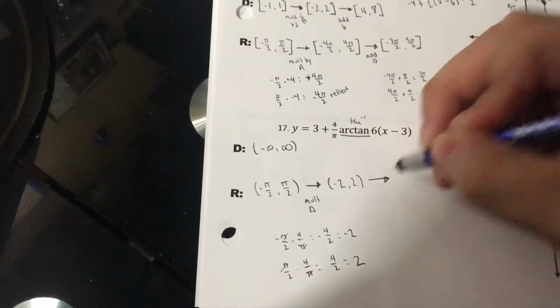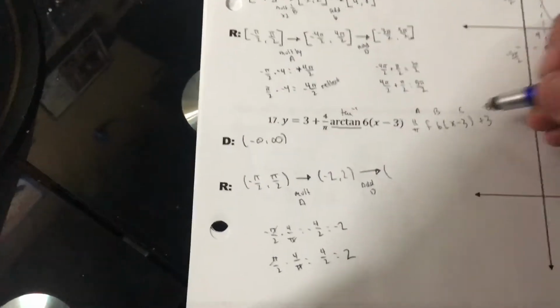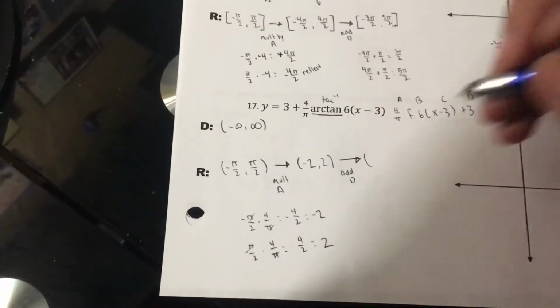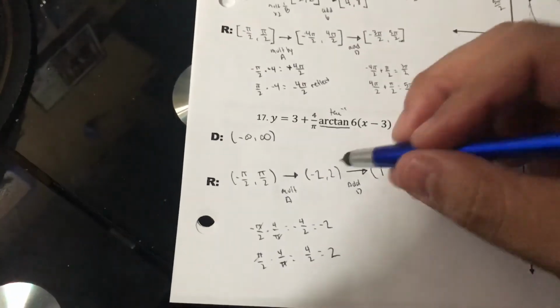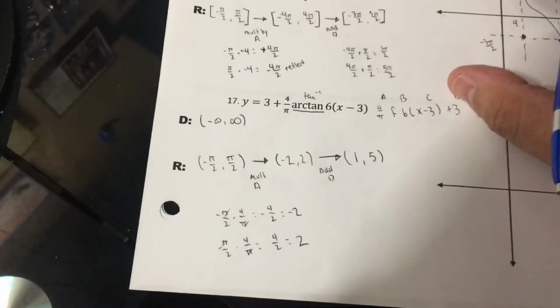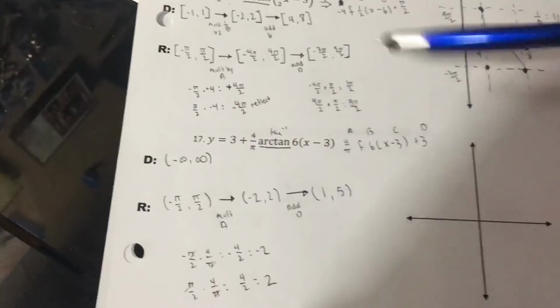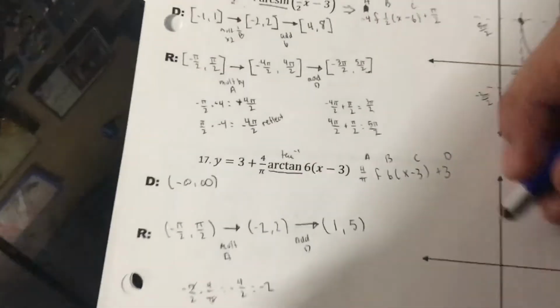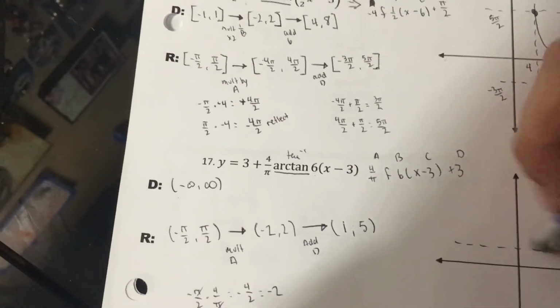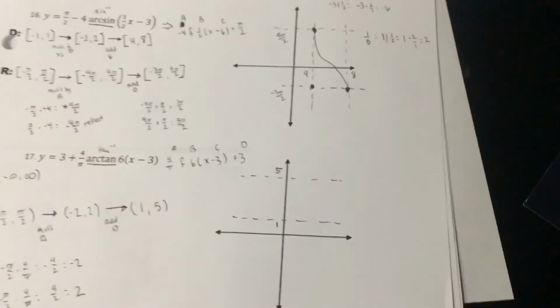And now you add the value for d. So when I add 3, negative 2 plus 3 is positive 1. 2 plus 3 is positive 5. So that's my new range. Domains, guys, I don't have to worry about. The smallest y value I have is positive 1. The biggest y value I have is positive 5. So remember, the tangent one looks something like this.